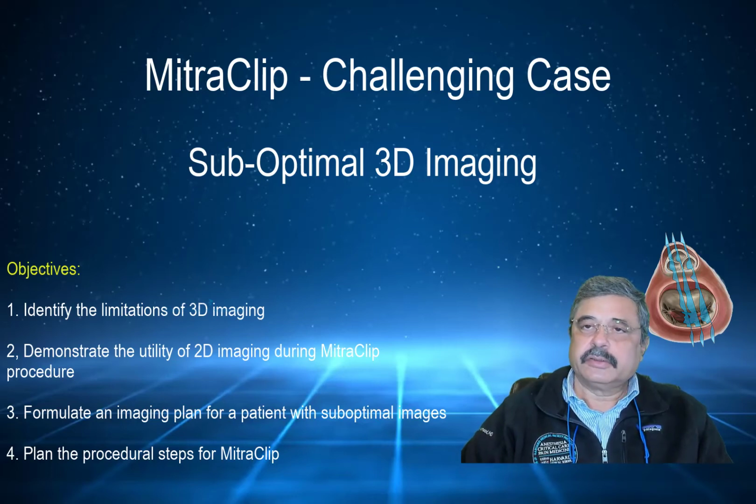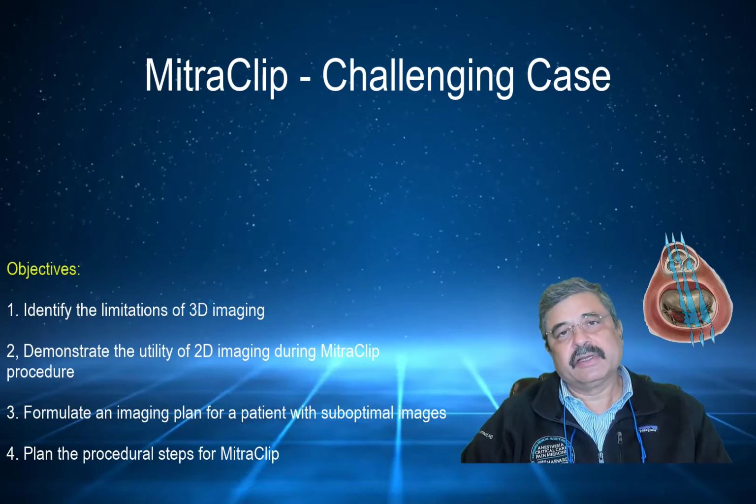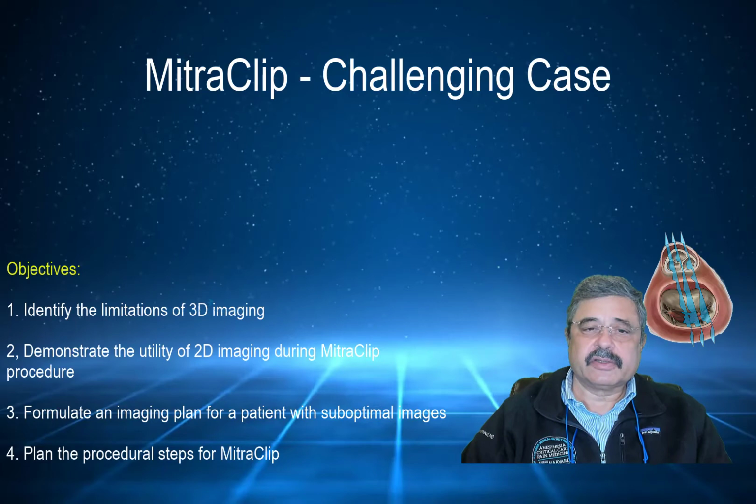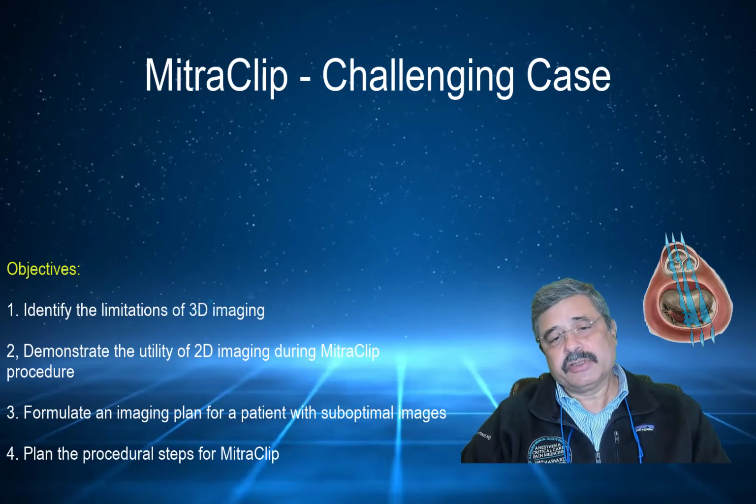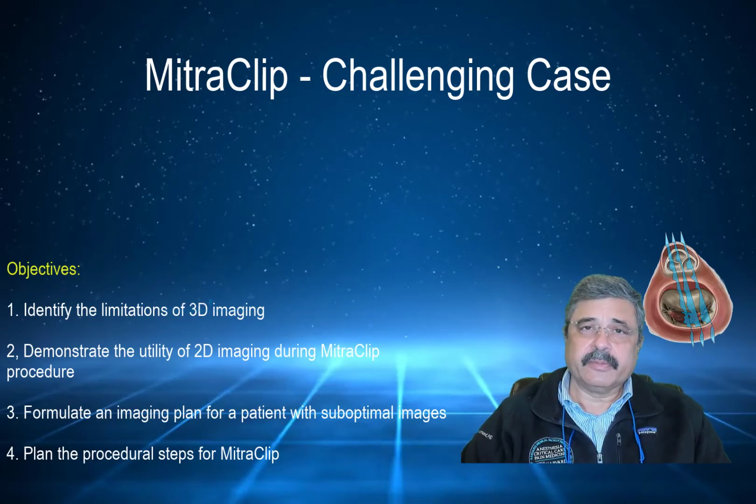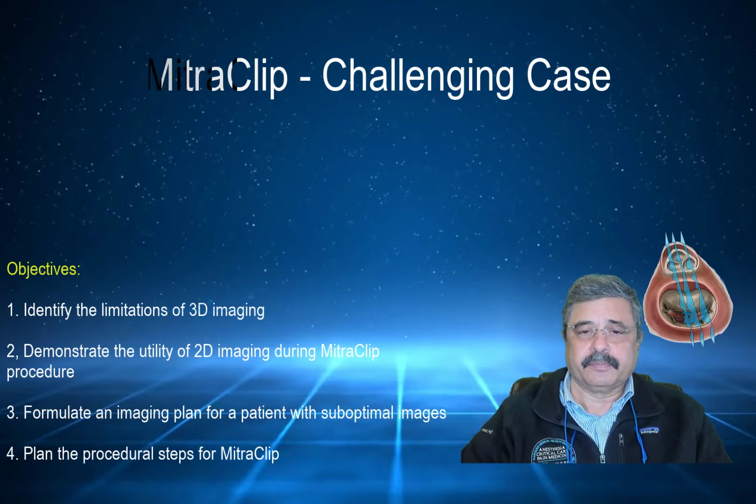So in this presentation, we will be presenting a case of mitral clip in which we had significant challenge with the quality of three-dimensional imaging as well as localization of the jet on the line of coaptation. We had to resort to traditional two-dimensional imaging with numerous probe positions and scan plane rotations to complement and supplement the information that we received with three-dimensional imaging for the optimal deployment of mitral clip.